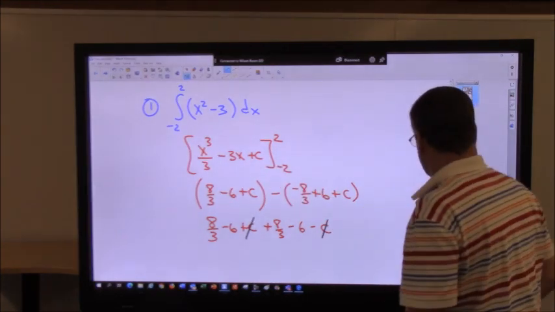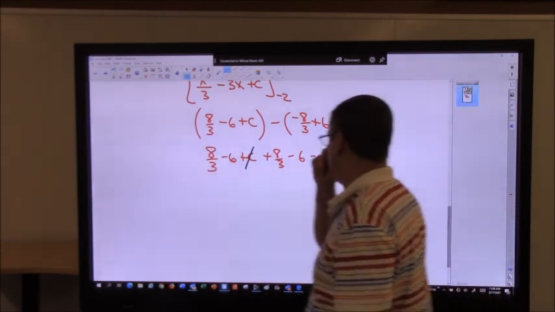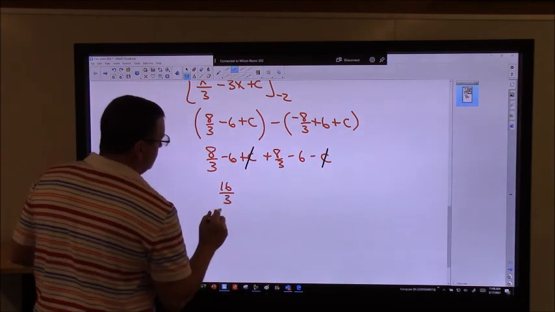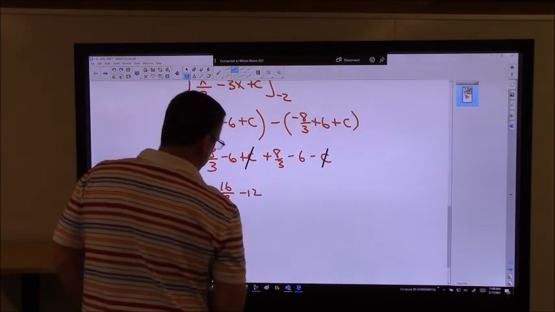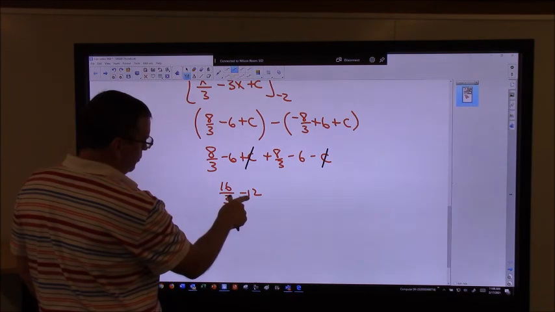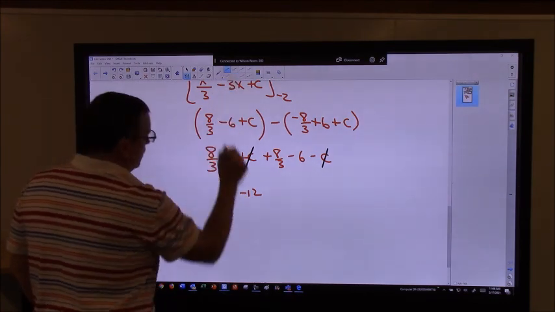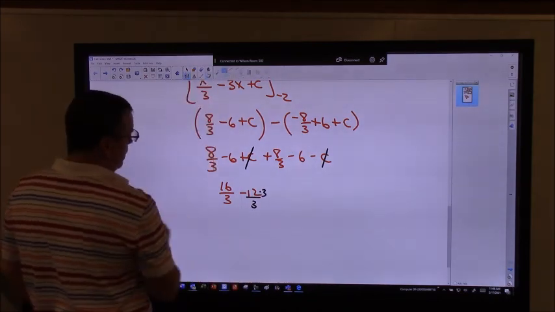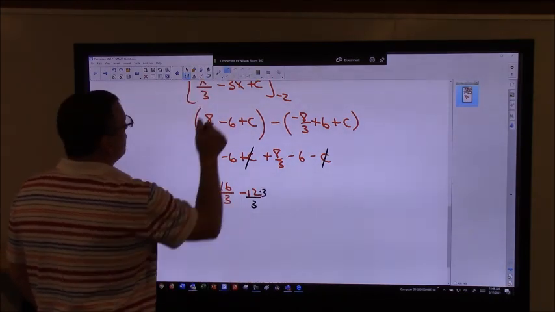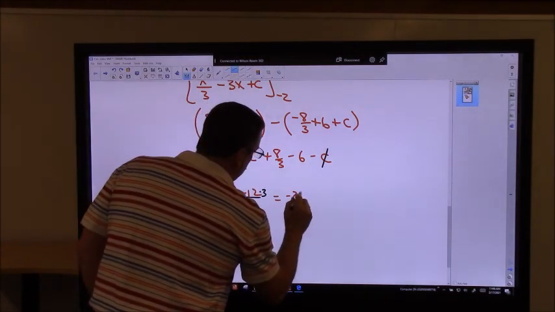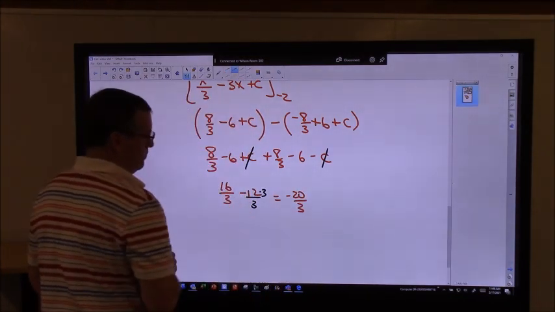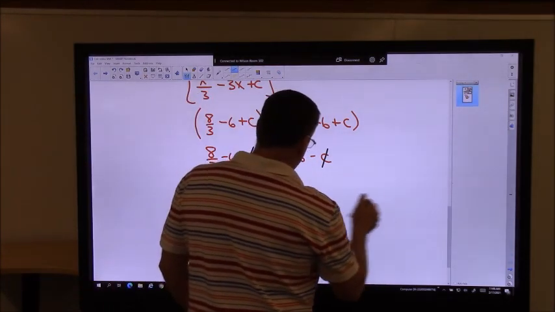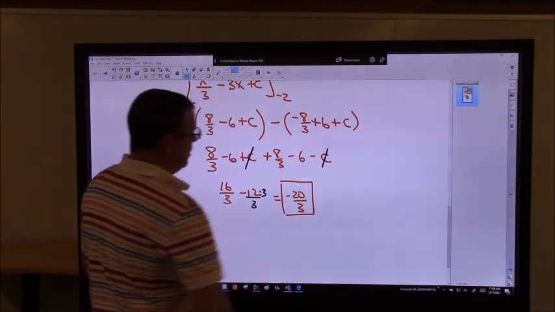Okay? All right, so let's see. I've got 8 plus 8, that's 16 thirds, minus 12. And so if I change that to a common denominator, I'll just multiply top and bottom by 3. So what I'm going to get is 16 minus 36. That would be a -20 thirds. Okay, and I would just stop right there. That's my answer to that integral.